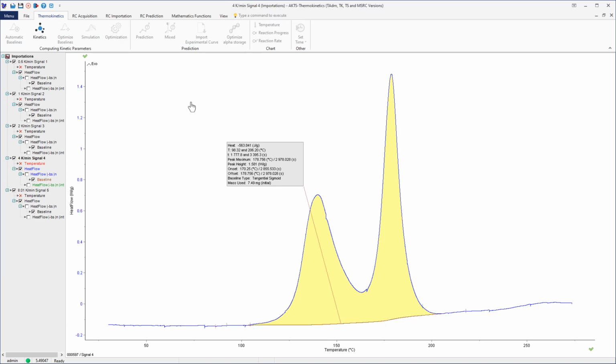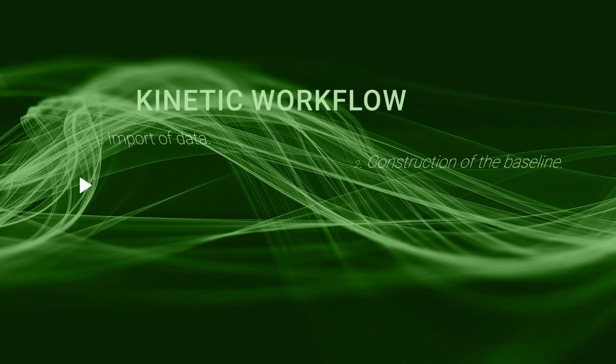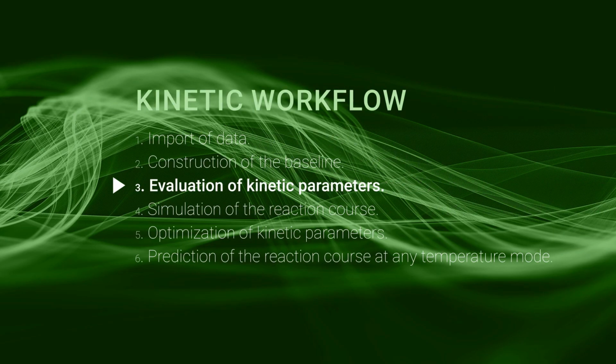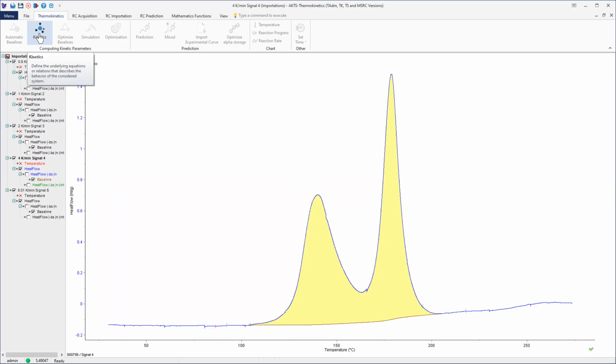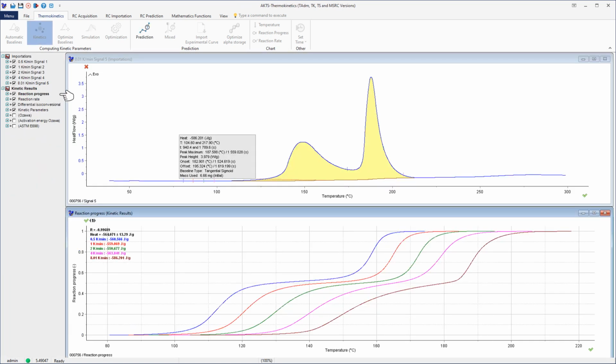After checking the correctness of the baseline constructions, the user can begin the kinetic analysis of the recorded data. Evaluation of kinetic parameters. The evaluation of kinetic parameters by differential isoconversional analysis starts after choosing the tool Kinetics. In the first step of the kinetic analysis, the plot showing the dependence of the reaction progress on the temperature at all heating rates is created.